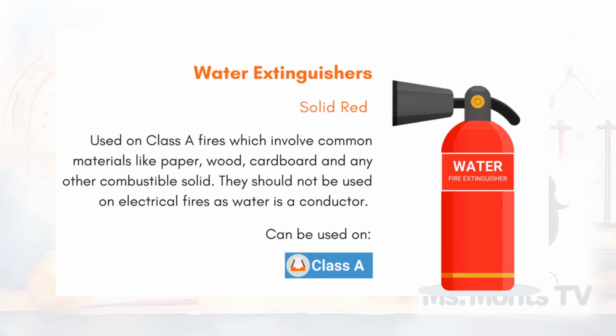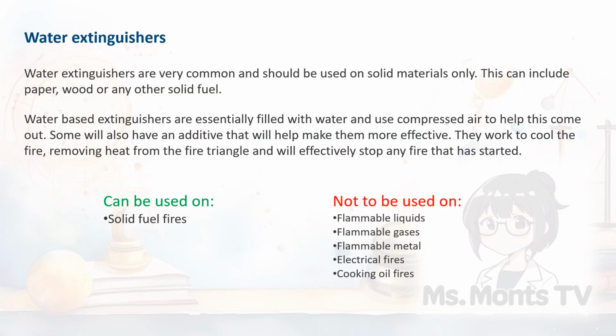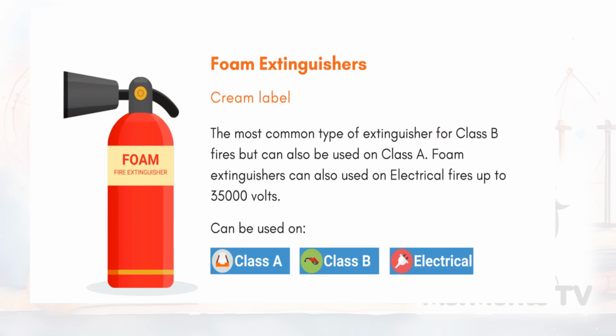So we have water extinguishers. It has a label, solid red. The label of it is colored red. It is used on Class A fires, which involve common materials like paper, wood, cardboard, and any other combustible solid. They should not be used on electrical fires as water is a conductor. So don't use it on flammable liquids, flammable gases, flammable metals, electrical fires, and cooking oil. So it can only be used in solid fuel fires.